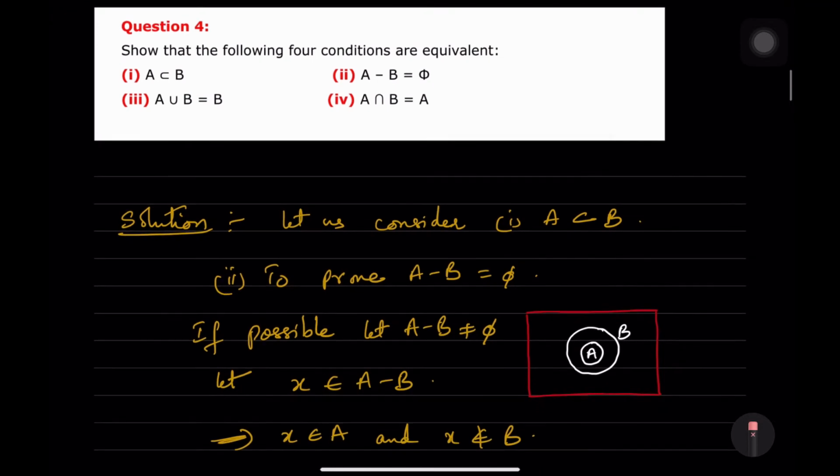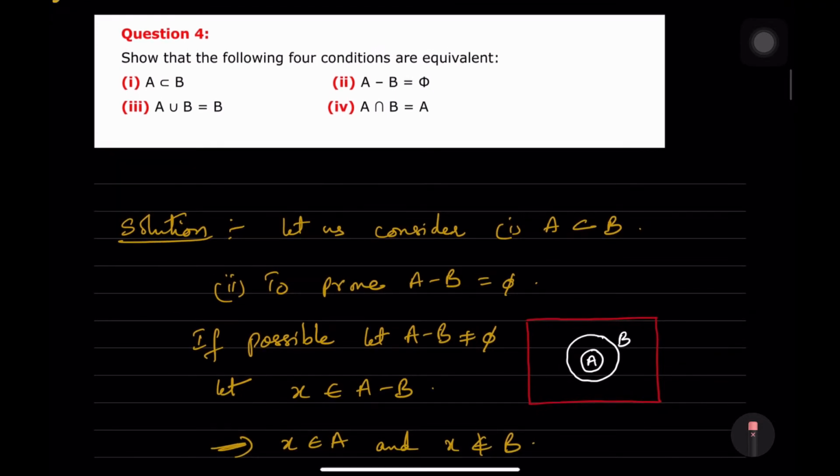Next, going into question 4. Show that the following 4 conditions are equivalent. What we do is, we take the first one and prove that it is equivalent to the other 3. You can take the second also and prove it is equivalent to 1, 3, 4, or take the third one and prove it is equivalent to 1, 2, 4, or the fourth one and prove it is equivalent to 1 to 3. So now I'm taking the first one and proving that it is equivalent to the other 3.